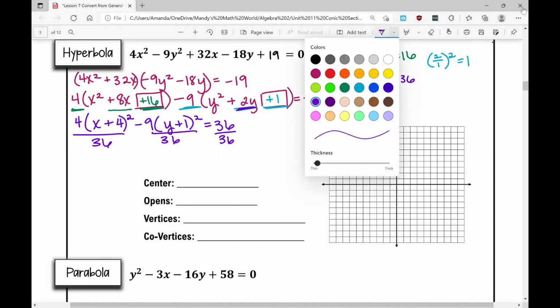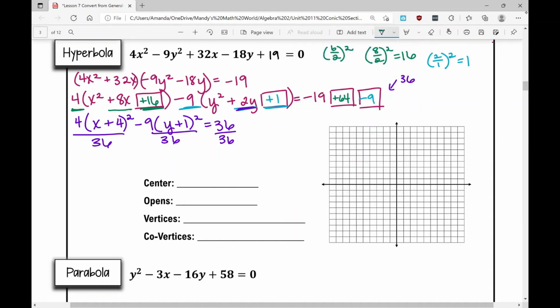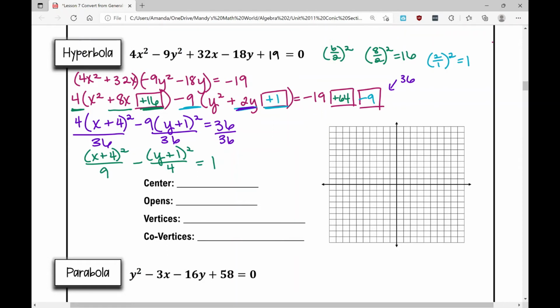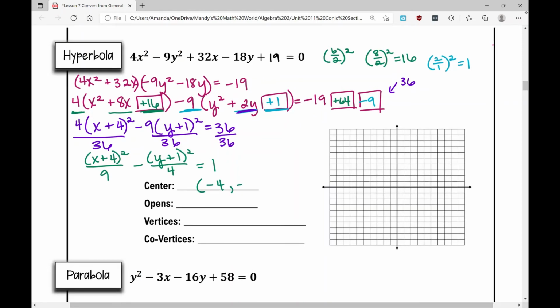And when I do that, I need to simplify. 4 over 36 is 1 over 9, so I get x plus 4 squared over 9 minus 9 over 36 is 1/4. So I get y plus 1 squared over 4 equals 1. So now I can graph the center of this hyperbola. The center is going to be at negative 4, negative 1. I'm going to write that down, and I'm going to go ahead and graph it. 1, 2, 3, 4, negative 1. There's the center of this hyperbola.